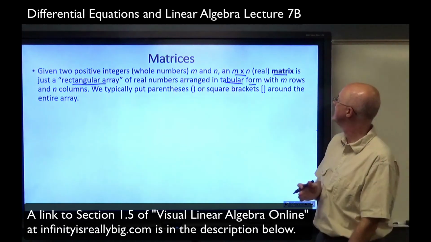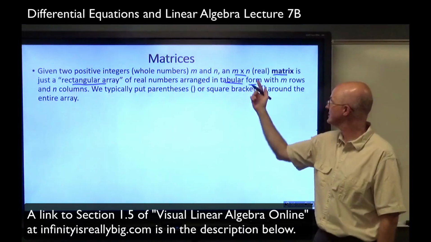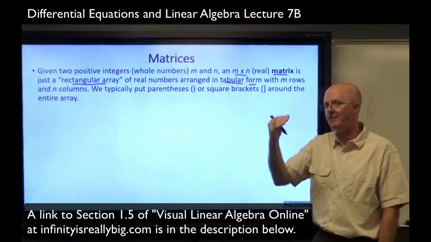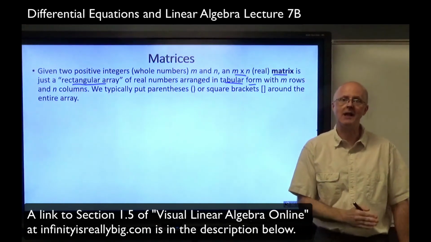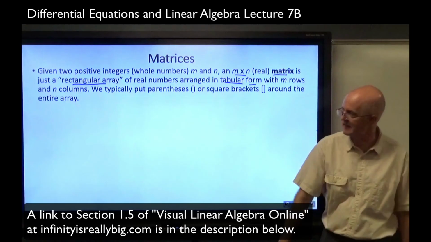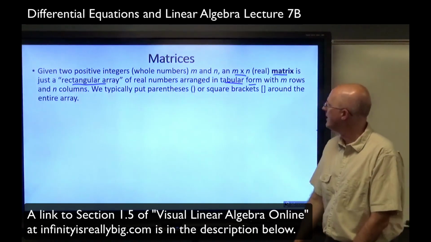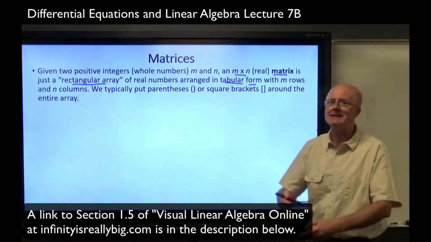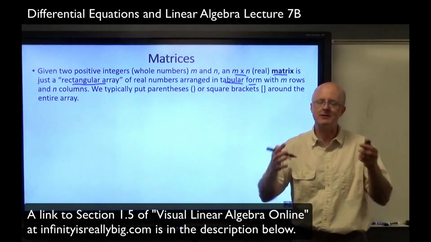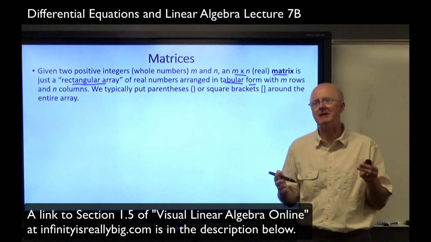Keep that distinct. M, the first number, is the number of rows. Maybe M is 10, you have 10 rows. And N, the second number, is the number of columns. Maybe N is 37, you have 37 columns. We typically put parentheses or square brackets around the entire array, around the entire matrix, and we think of the entire object as being our matrix.